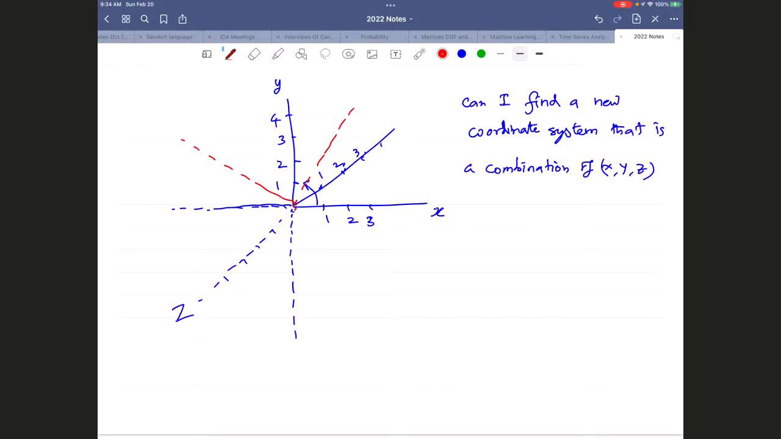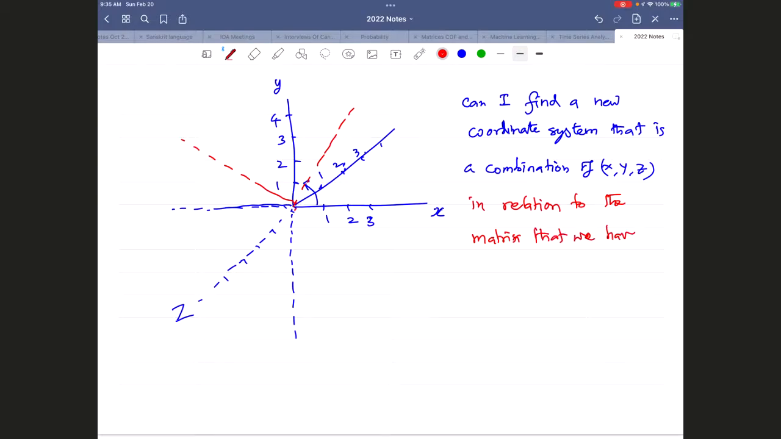Even though we are talking about the coordinate system, we want to talk about the coordinate system with respect to the matrix, which is referring to some kind of a transformation, some kind of a translation, rotation, scaling, reflection, all those things. So we are talking about: can I find a new coordinate system that is a combination of XYZ in relation to the matrix that we have on hand?